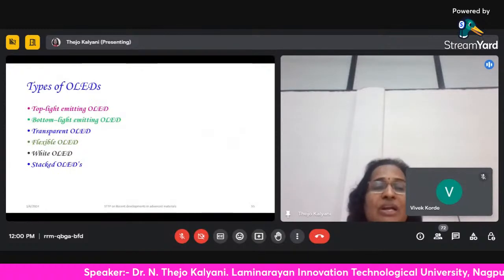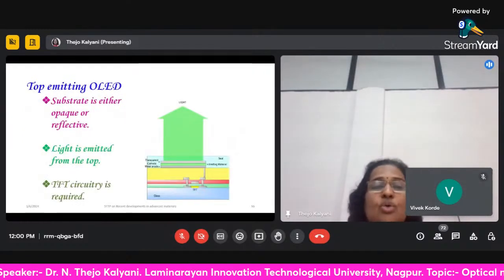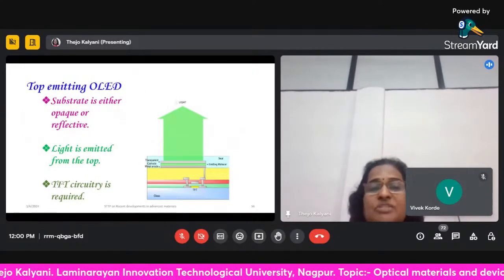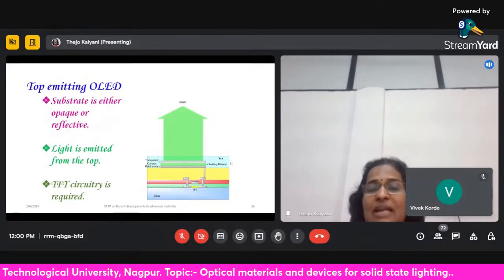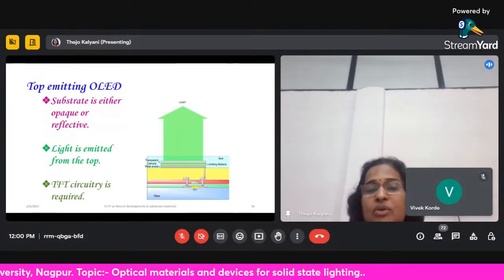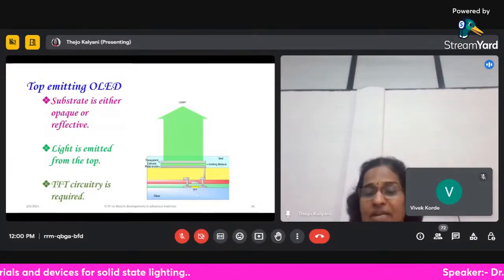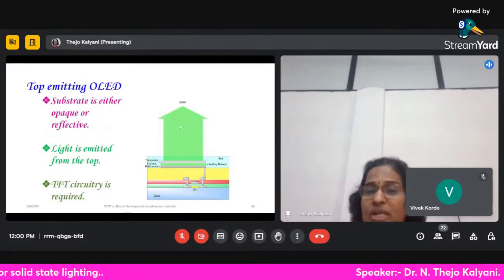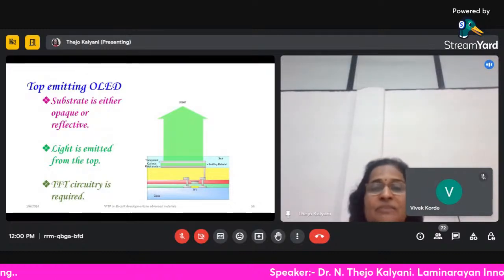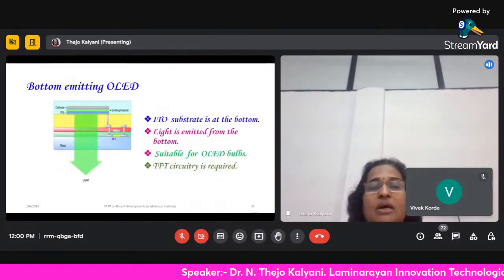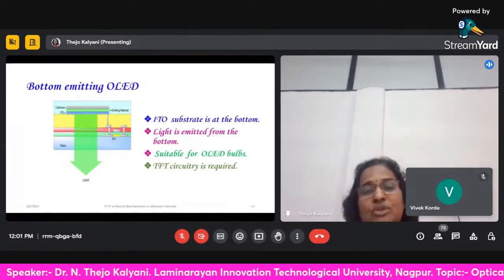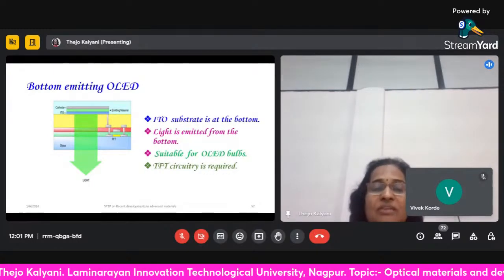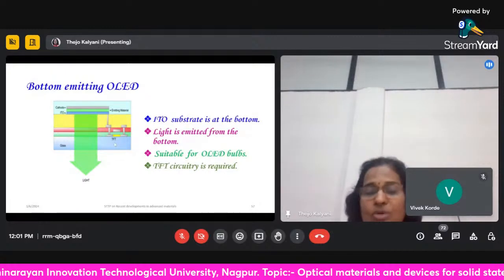So now let us try to understand the different types. Top light emitting OLED means that it is going to emit light only from the top. If you have thin film transistor circuitry which controls the on and off state of the pixel, the light is emitted only in one particular direction, as the name suggests. Similarly, in a bottom emitting OLED, the substrate is at the bottom and light is also emitted to the bottom. Even here we have the thin film circuitry which controls the pixels.